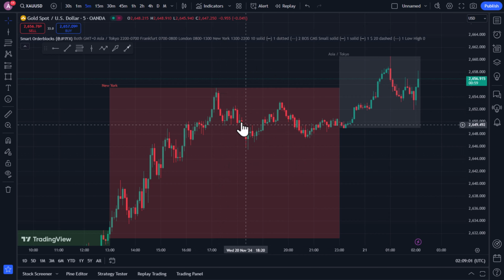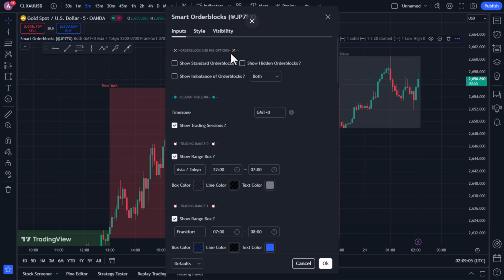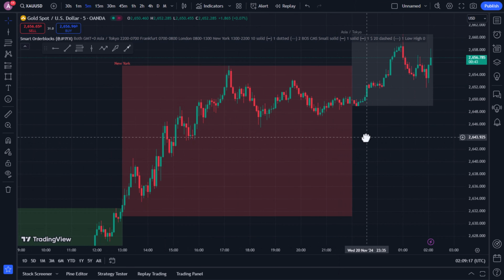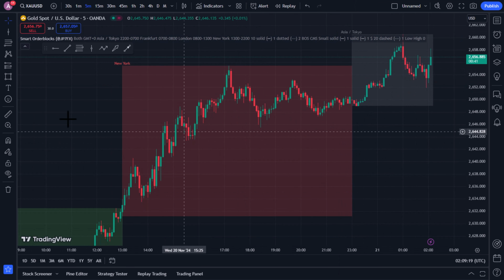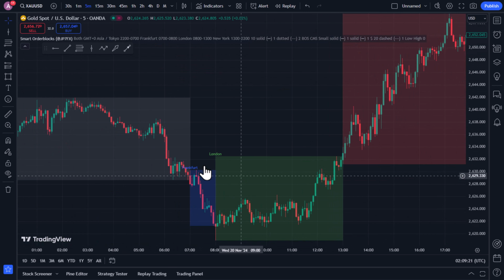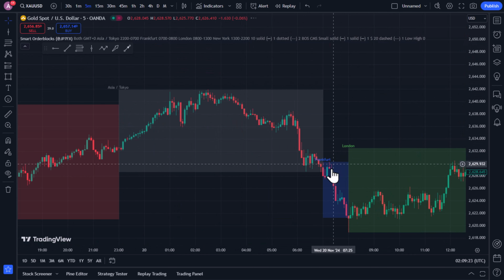So the indicator is called Smart Order Blocks. You can see it on top of this level. Now, this indicator is messy, so you have to turn off these levels right here to get it displaying. As you can see, we have the Asia session, New York, London session, and Tokyo, Frankfurt, or something like that.